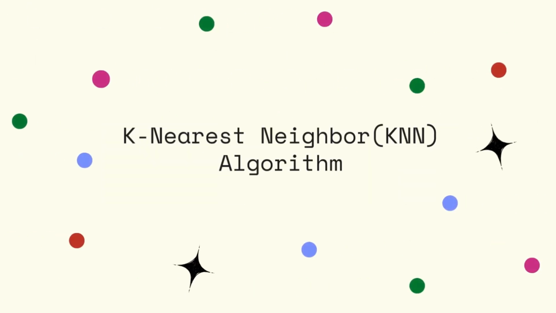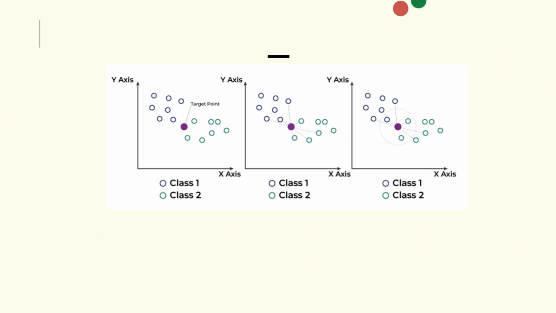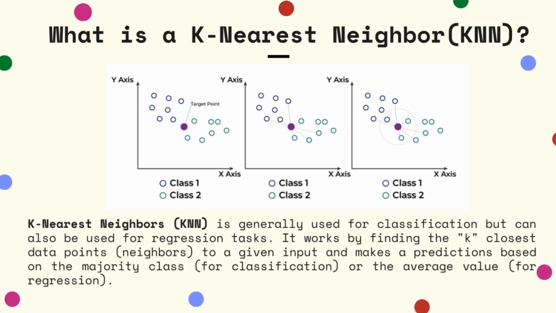What is the K-nearest neighbor algorithm? KNN is generally used for classification but can also be used for regression tasks. It works by finding the k closest data points, or neighbors, to a given input and makes predictions based on the majority class for classification, or the average value for regression.